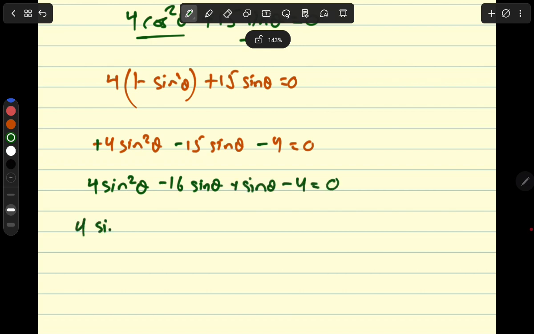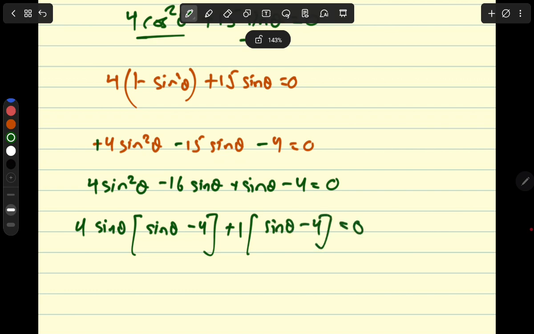I can take 4 sine theta common. This gives me sine theta inside the bracket and minus 4. And I can take 1 common, and this gives me sine theta minus 4 inside the square bracket. And I can take the square bracket common, which is sine theta minus 4. And this is 4 sine theta plus 1.